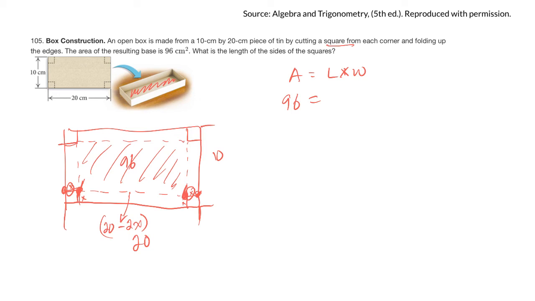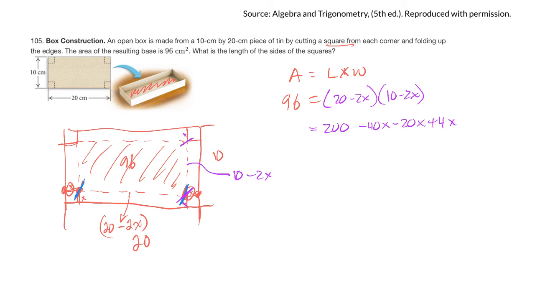Okay, so maybe I'll change color here. So that's from here to here. Now following the same logic, let's do purple. From here to here, that distance has got to be 10 minus those two x's. So that's what my length and my width are. So my length is 20 minus 2x, and my width is 10 minus 2x. Okay, let's FOIL the stuff on the left. So 200 minus 40x minus 20x plus 4x squared is equal to 96.